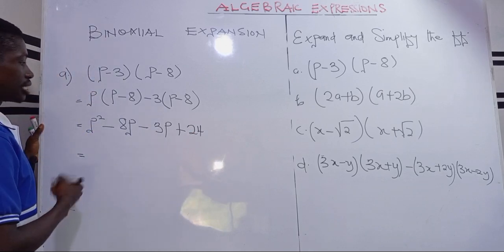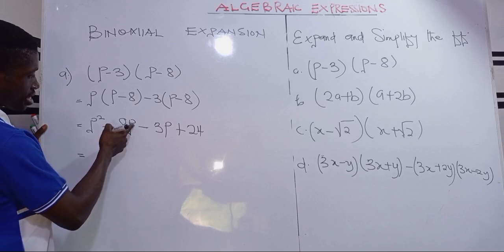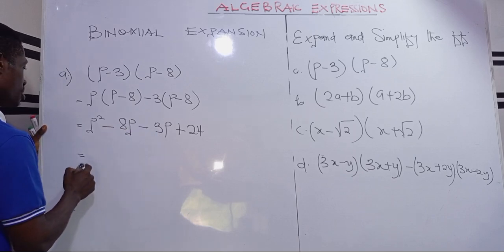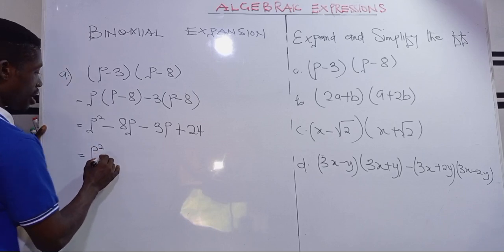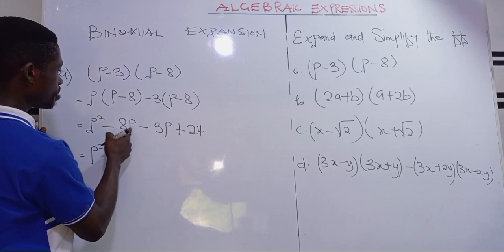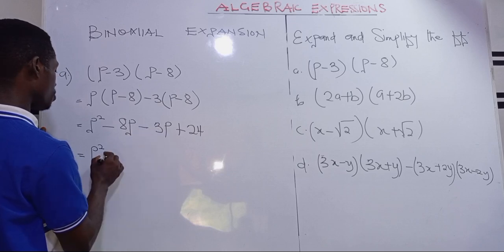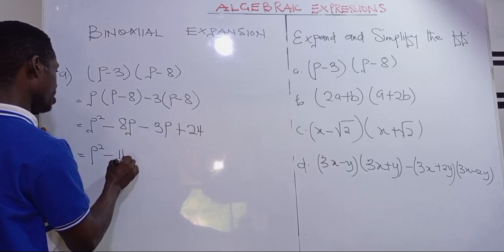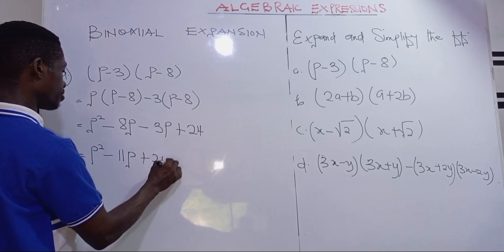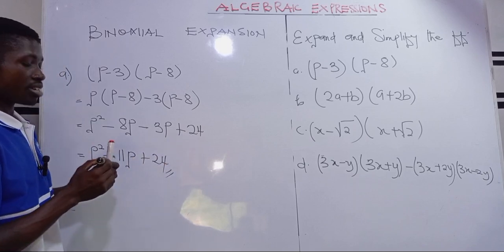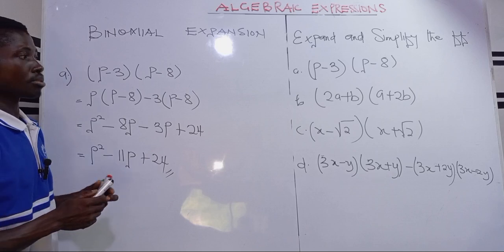Then we group like terms and then we simplify. We have p and then p, so we can group them. So we have p squared, then we have 8p minus what? 3p will give us what? 11p. Good. And then this gives us what? 24. We are done. Very, very easy and then simple.